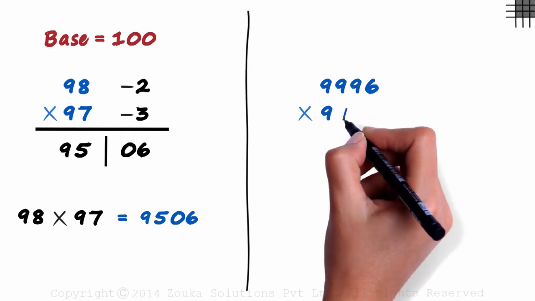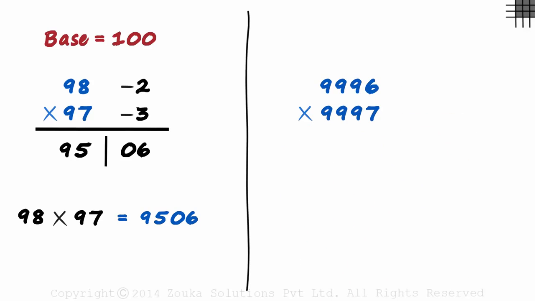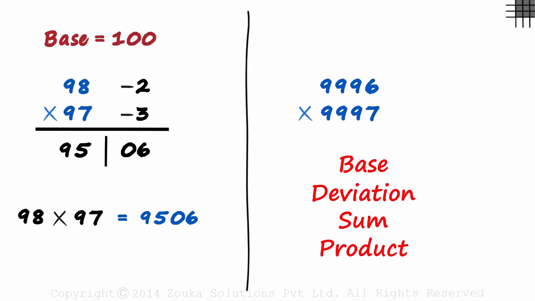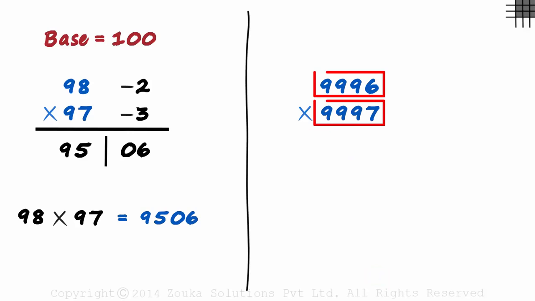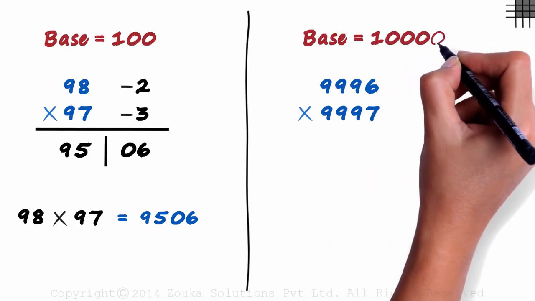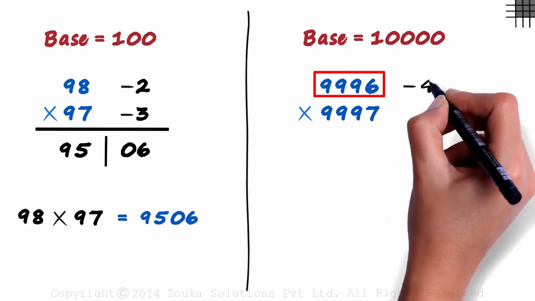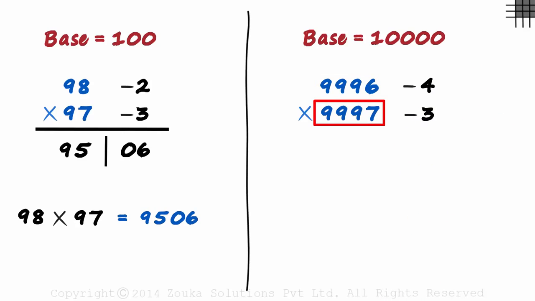9996 times 9997. Why don't you try this? Remember the 4 simple steps. Find the base, find the deviation, find the sum and find the product. I give you 10 seconds. Both numbers, as we can see, are close to 10,000. So the base will be 10,000. This number is minus 4 units away and this is minus 3 units away.